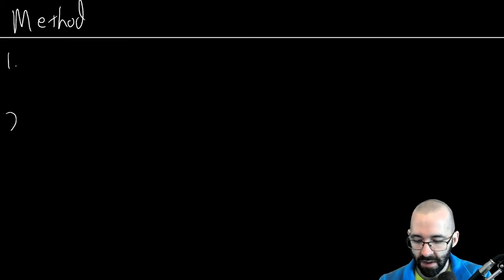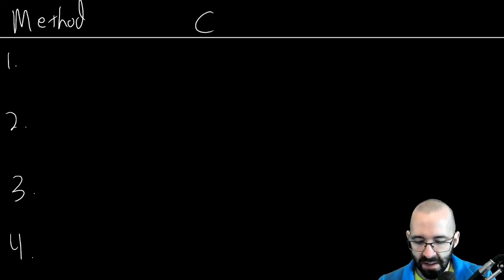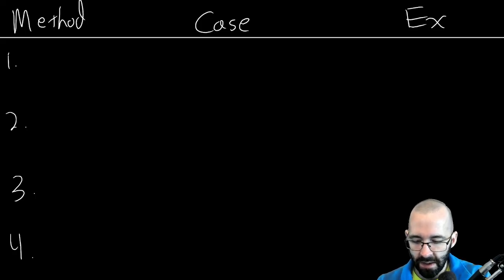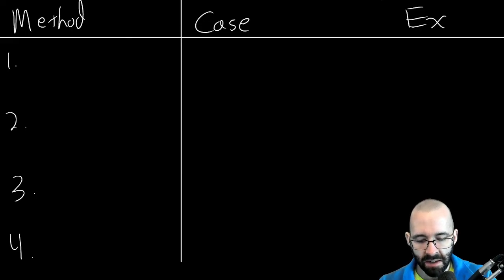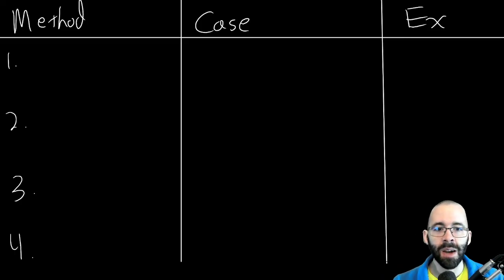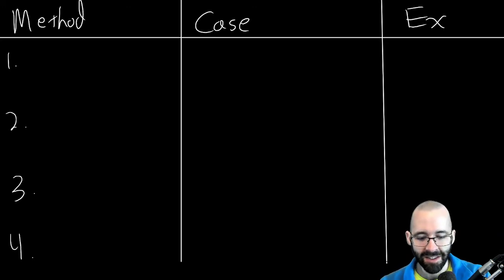This table is going to have a method. There's going to be 4: 1, 2, 3, 4. Leave one line between each method. We're going to have some methods, specific cases where we use that method, and then some examples. We're going to fill these in as we go through all these videos. We're not covering all of these in this first video, but I want you to have it all in one place. So as we introduce a method, we'll fill in the table. All right, sound good?